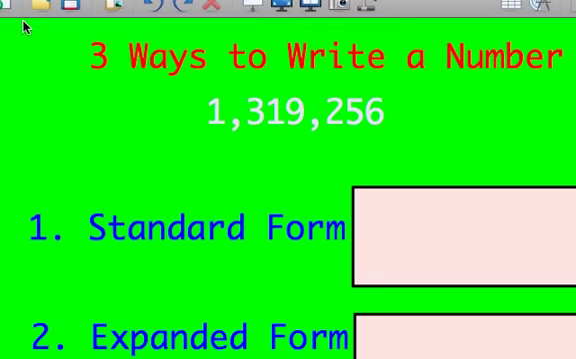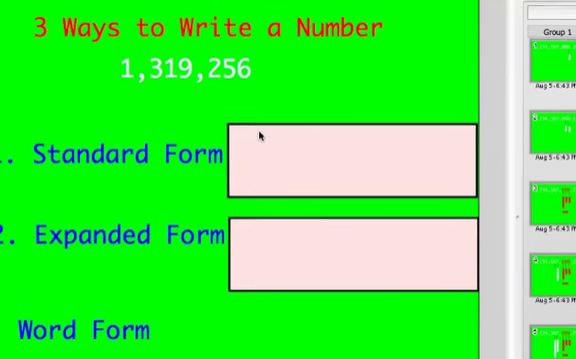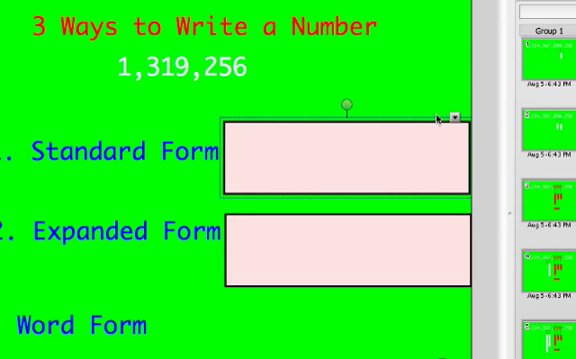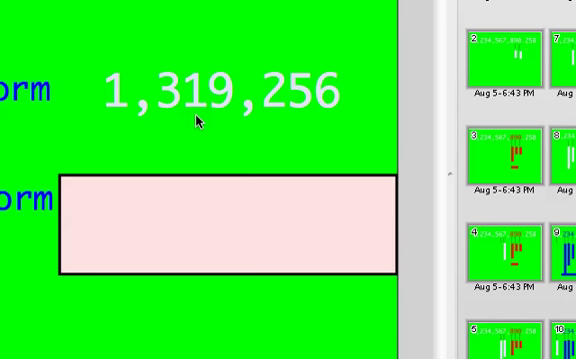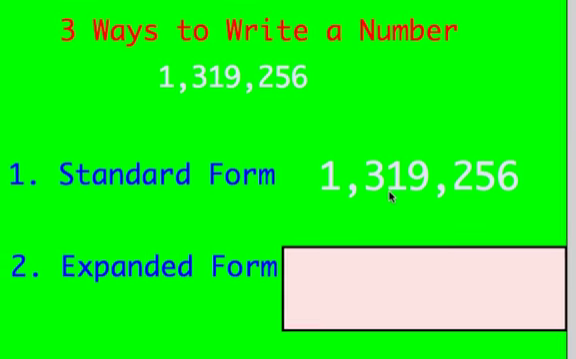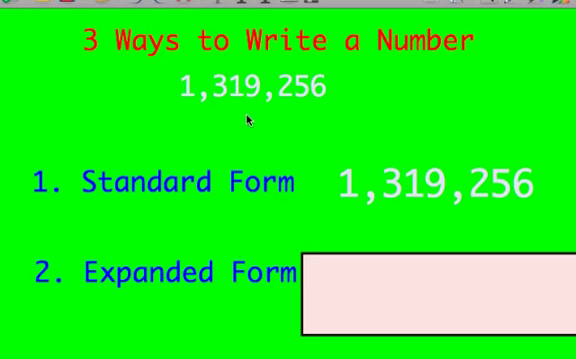All right, now we understand the place values, hopefully. If not, you can definitely go back and rewind that and pause it. But there's 3 ways to write a number, and that's what we're going to focus on here. The first way is standard form. It's the one where we really just write the number the normal way. So it would look something like that. 1,319,256. That's how I would read it. And it looks just like we see it up there.